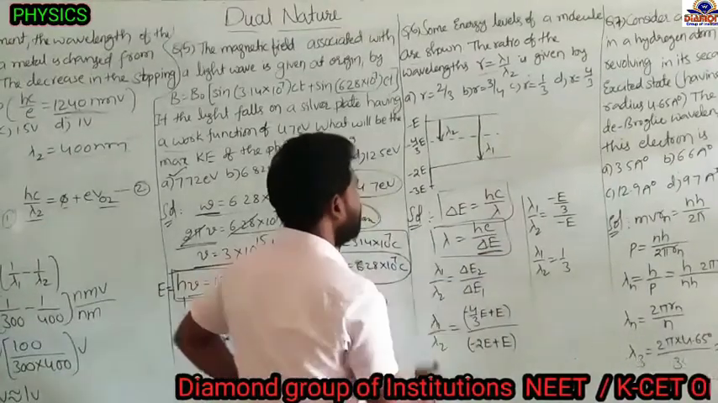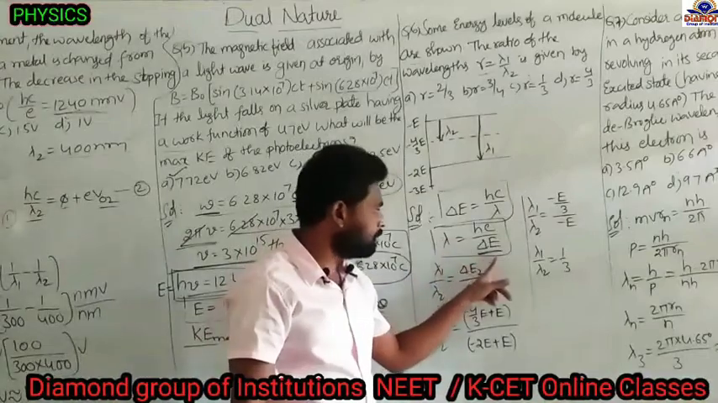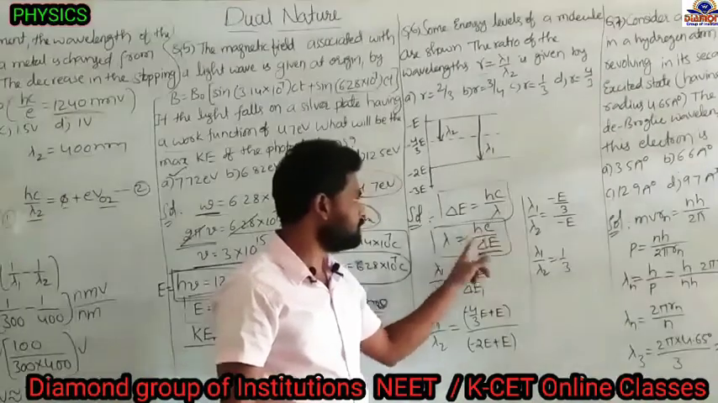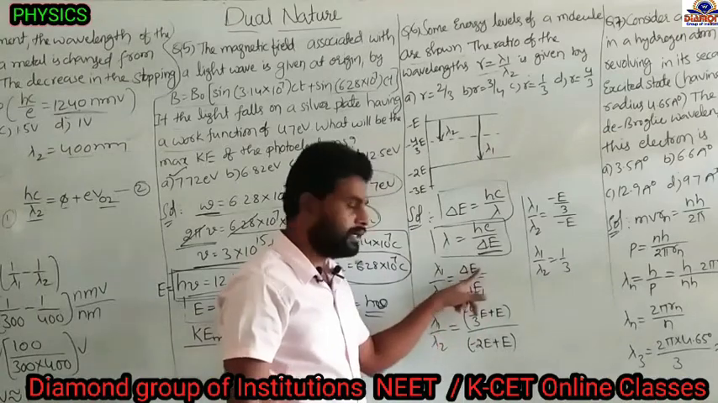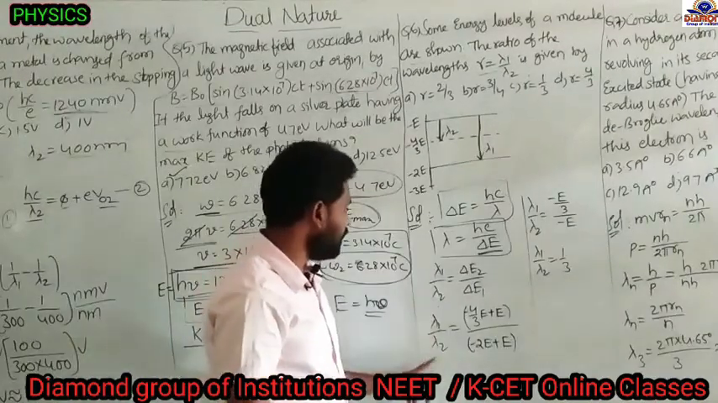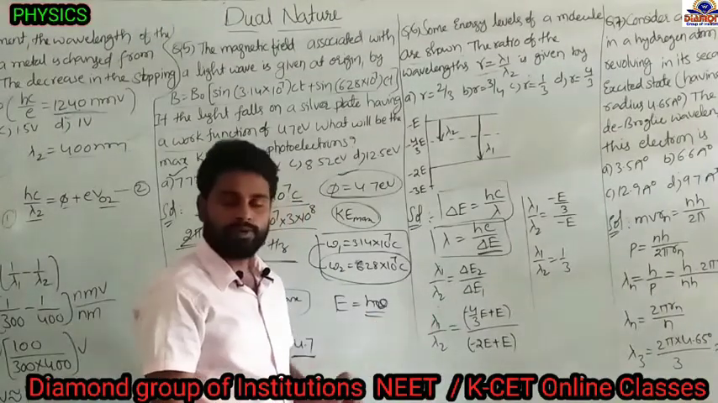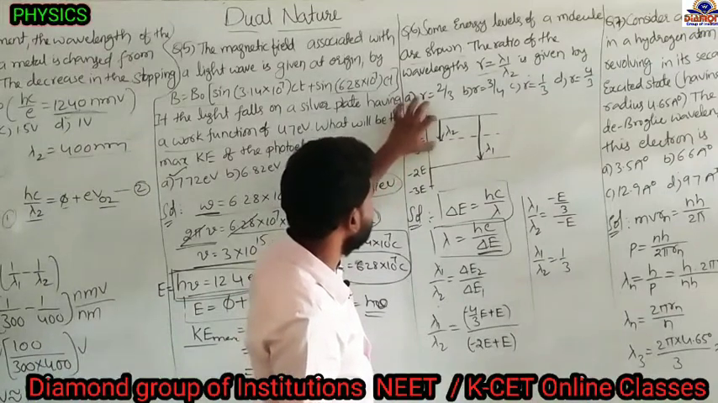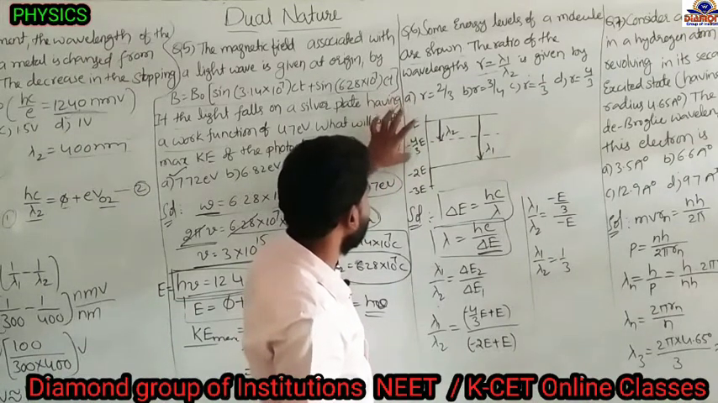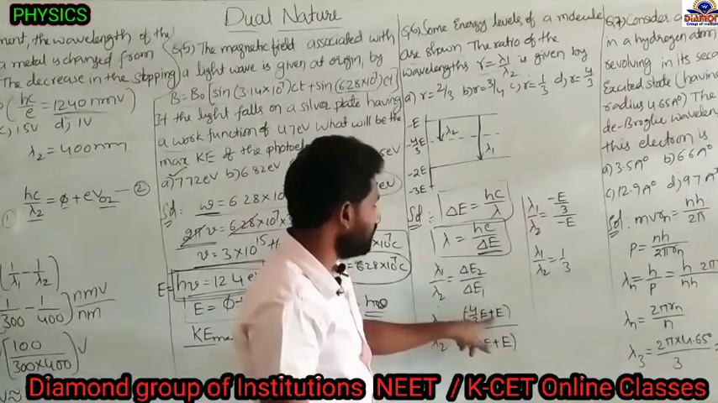So lambda is inversely proportional to delta E, since hc is the constant here. Lambda 1 goes with delta E1, lambda 2 goes with delta E2. Lambda 1 by lambda 2 equals delta E2 by delta E1. Delta E2 is associated with the lambda 2 wavelength, so the energy difference is minus 4 by 3 E minus of minus E, which is minus 4 by 3 E plus E.